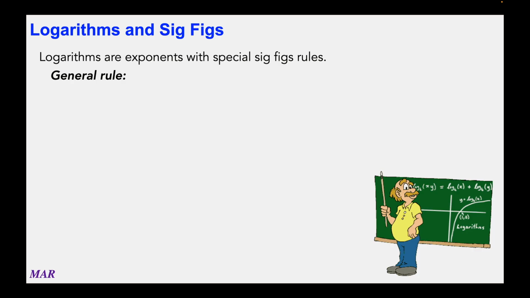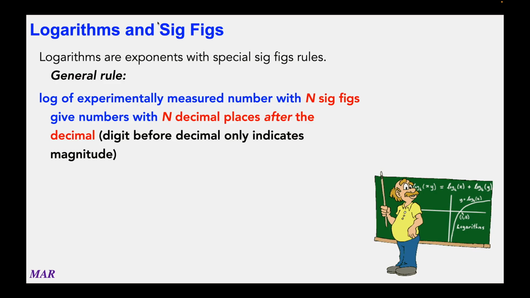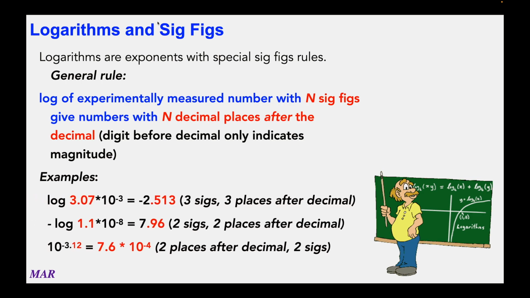So in general, when you have a logarithm and you want to take the log of a number, you're going to use n sig figs for every n decimal places after the decimal. And it's easier just to show examples of this. So here are 3 examples of using sig figs. The first 2 are outright logarithm calculations.